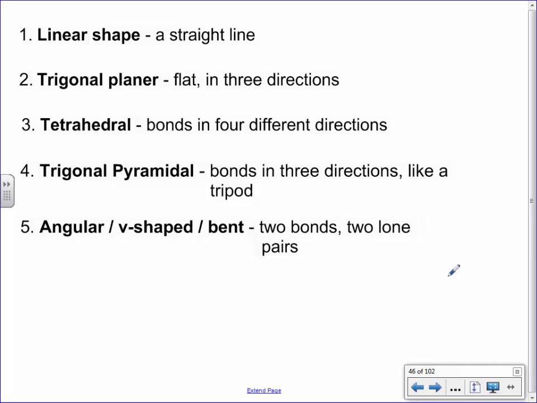Okay, this one right here has 3 bonds. 1, 2, 3 bonds. But this one sits flat. That makes sense? This one here also has 3 bonds. 1, 2, 3 bonds. The difference here is that this guy has a lone pair. And lone pairs still count.